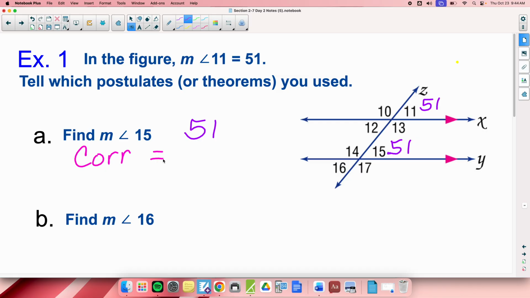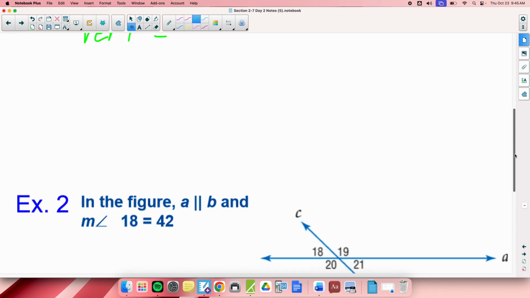Then they say, find the measure of angle 16. What do you guys think? 51. And how did we know this was 51? These are vertical, okay? So what I could say here is angle 16 is 51, and we could say vertical angles are equal, okay? On your homework today, I don't make you say why, but just so you see why we did that, okay?